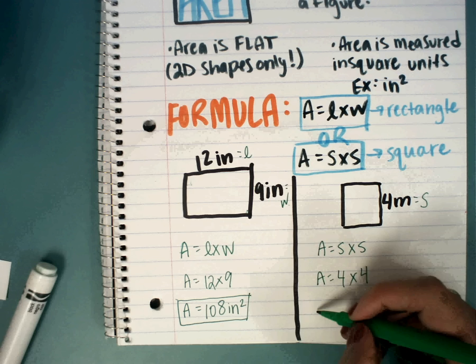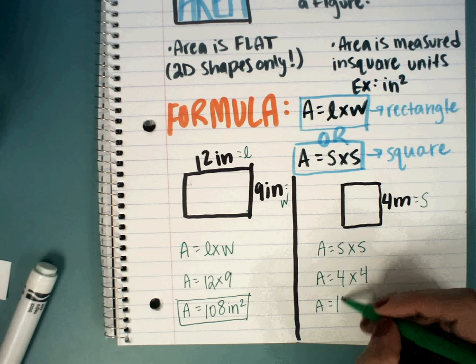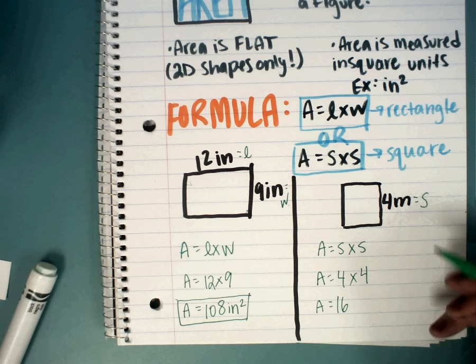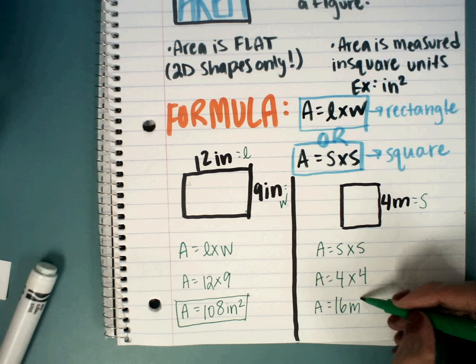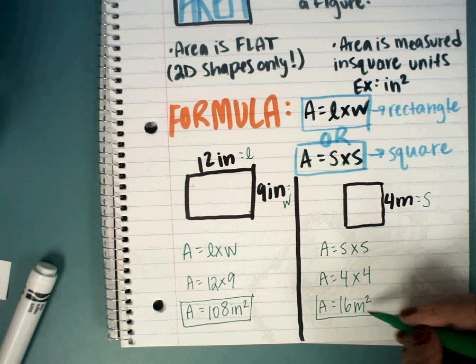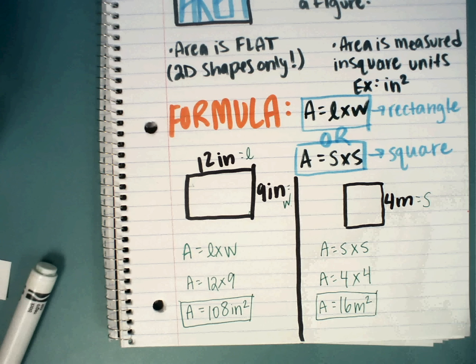And what is 4 times 4? 16. 16 what? Meters squared. Not rookies. Don't make any rookie mistakes for me, please. Okay, meters squared. We're talking about area here.